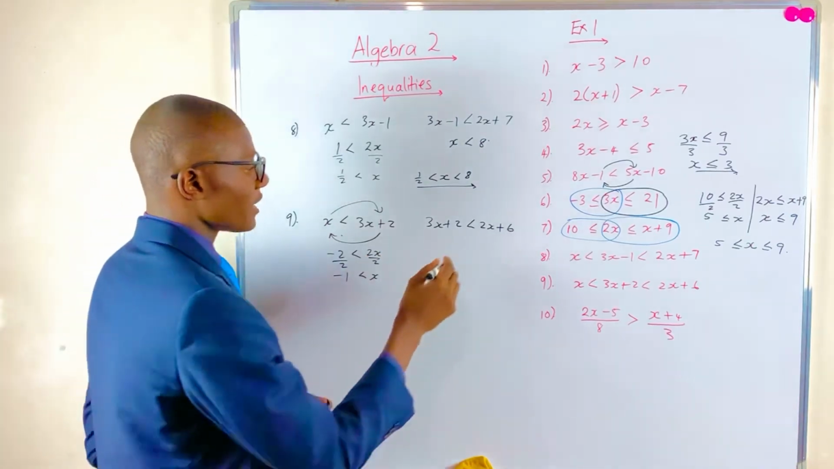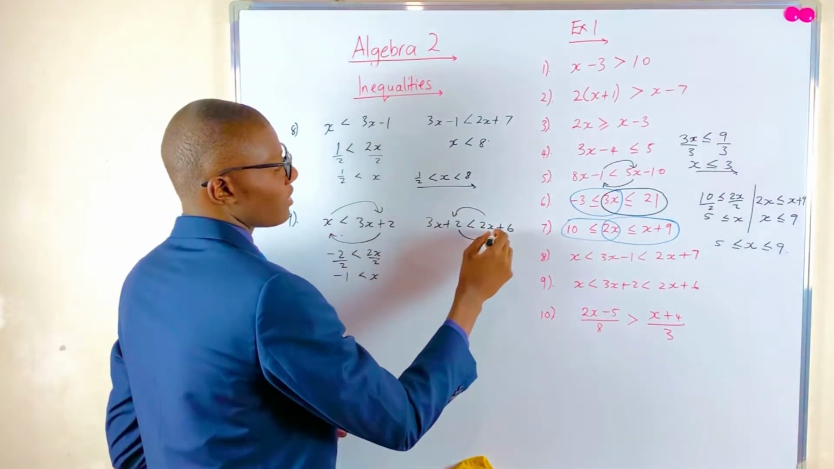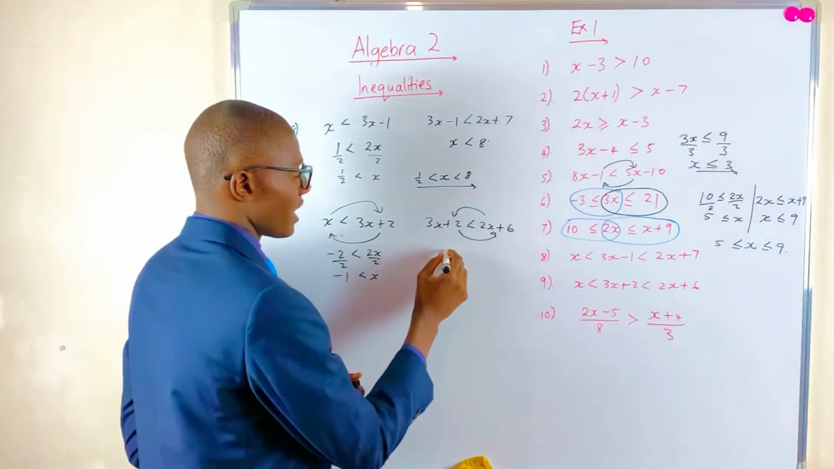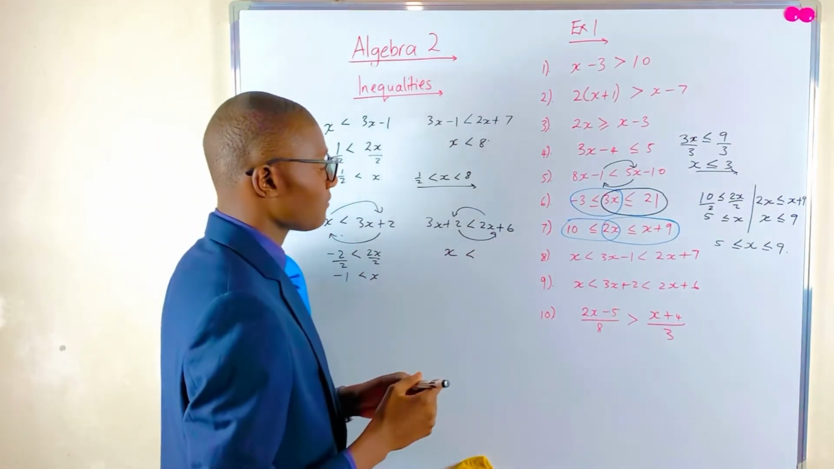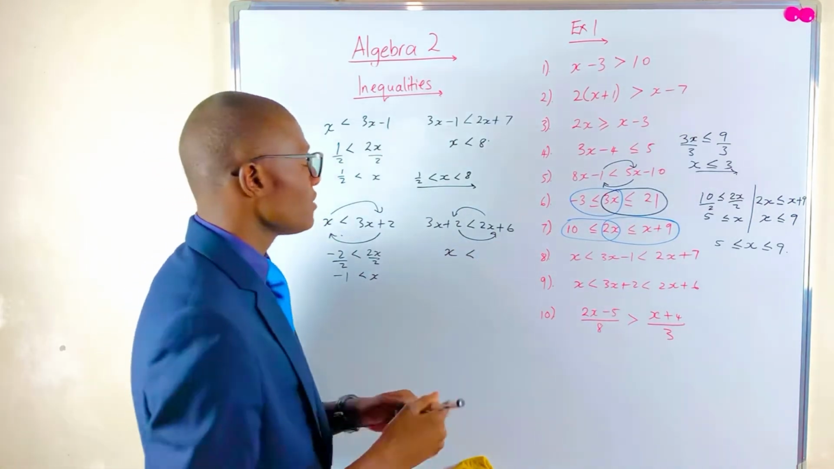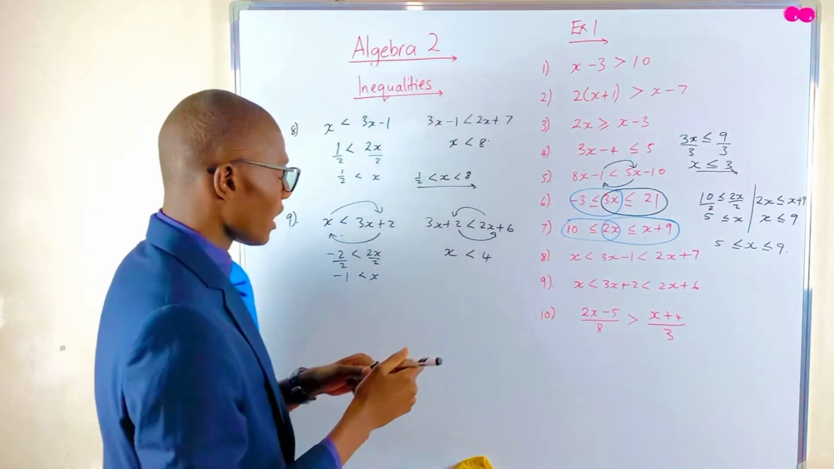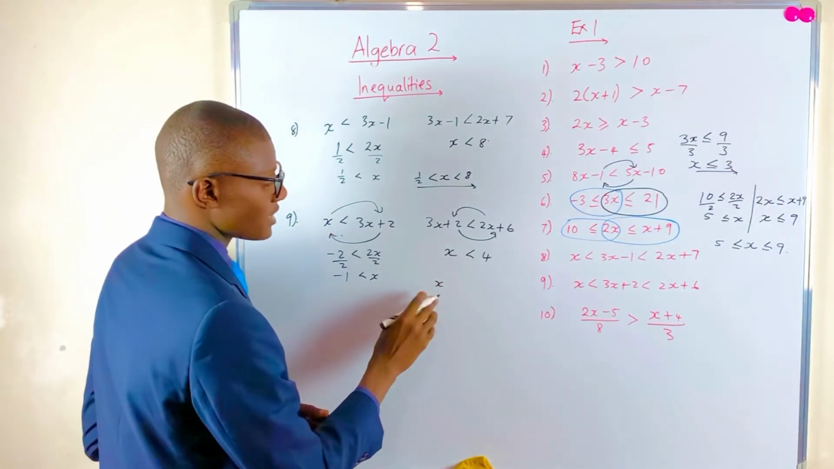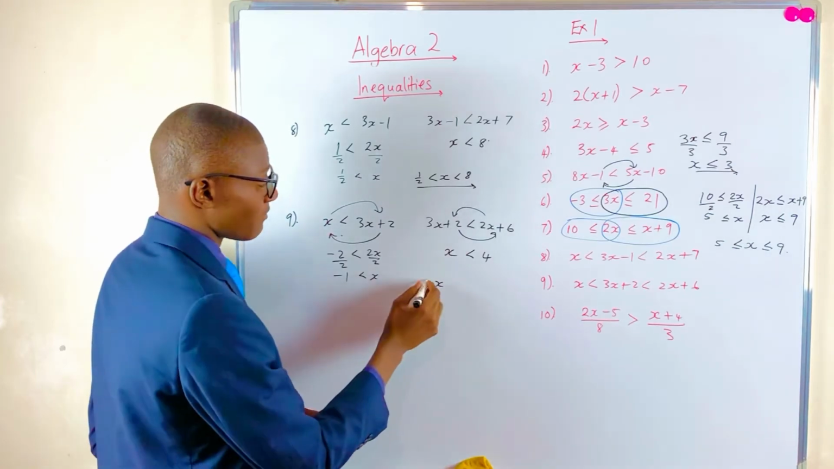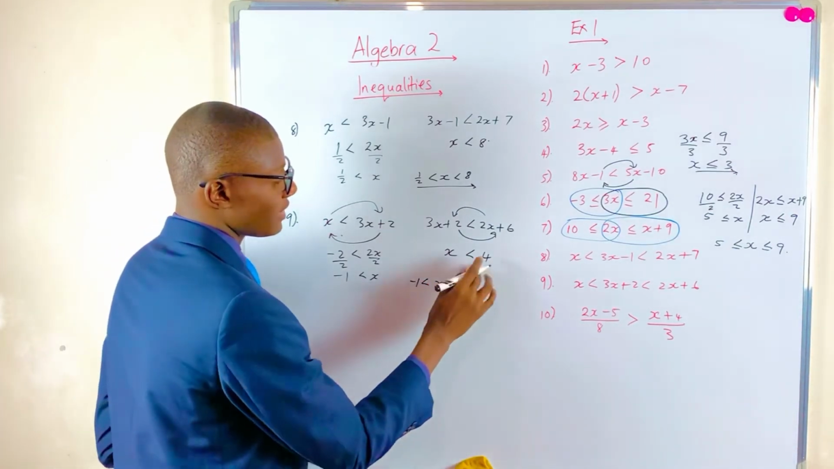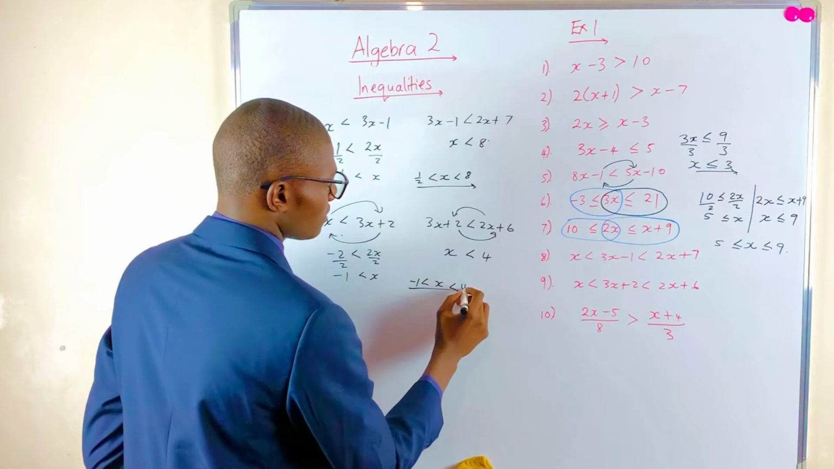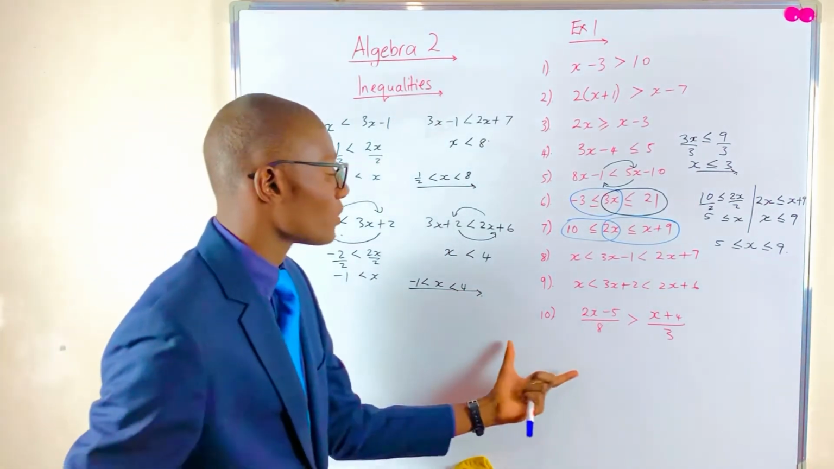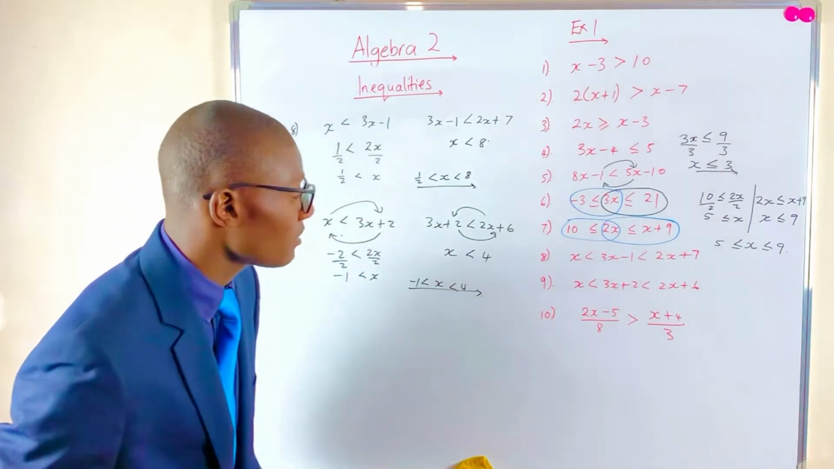And now for this side, we are taking this 2x that side, then the 2 that side. Then 3x minus 2x will give us an x, and less than minus 2 plus 6 will give us a 4. Now we have to combine these two inequalities, x being in the middle. We're saying that x is greater than minus 1, but less than 4. So this would be the final answer that we get. And then now, let's look at the last one, which is number 10.